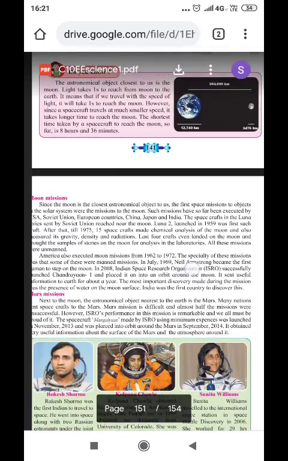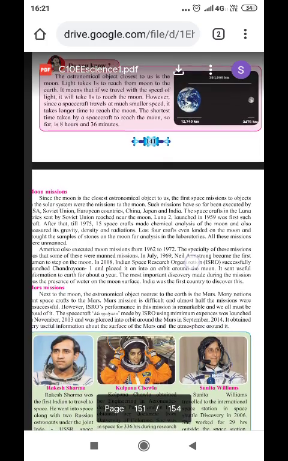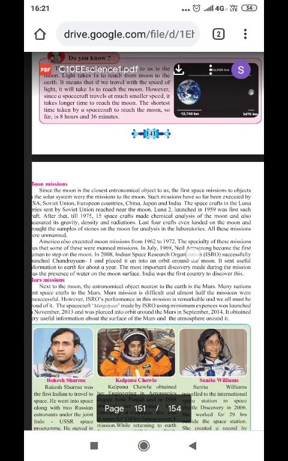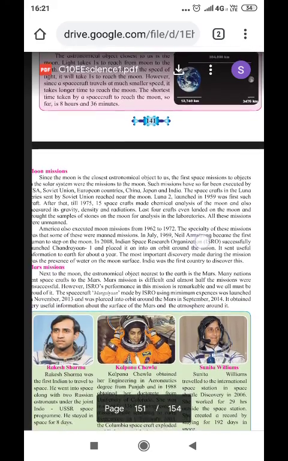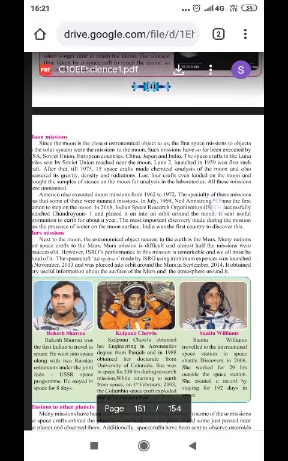The astronomical object closest to us is the moon. Light takes 1 second to reach from the moon to the Earth. It means that if we travel with the speed of light, it will take 1 second to reach the moon. However, since a spacecraft travels at a much smaller speed, it takes a longer time to reach the moon. The shortest time taken by a spacecraft to reach the moon so far is 8 hours and 36 minutes.